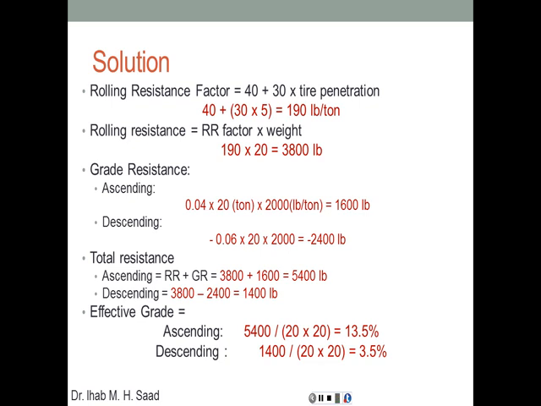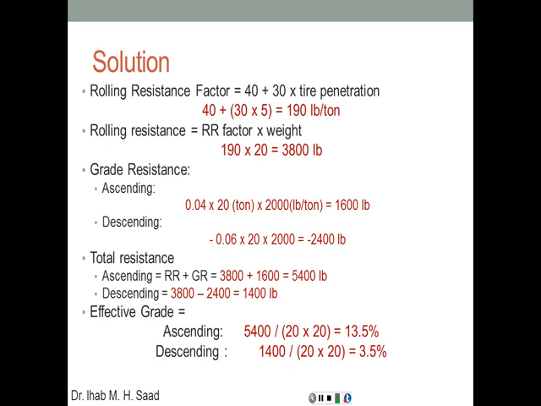So the total resistance is going to be 3.5%. Remember, we had negative 3.5, so it's exactly the same 9.5. If you notice here, 9.5 is the rolling resistance. When added to the 4%, gave a total of 13.5. When you subtract the 6, it gives 3.5. So 9.5 plus 4, 13.5. 9.5 minus 6, that's the 3.5 when descending.